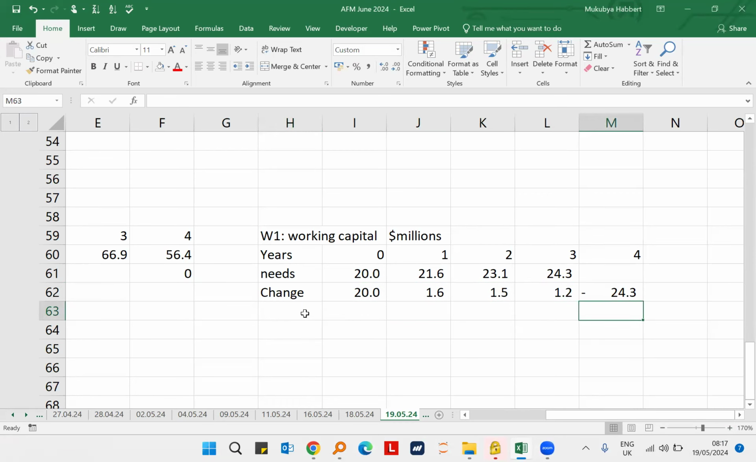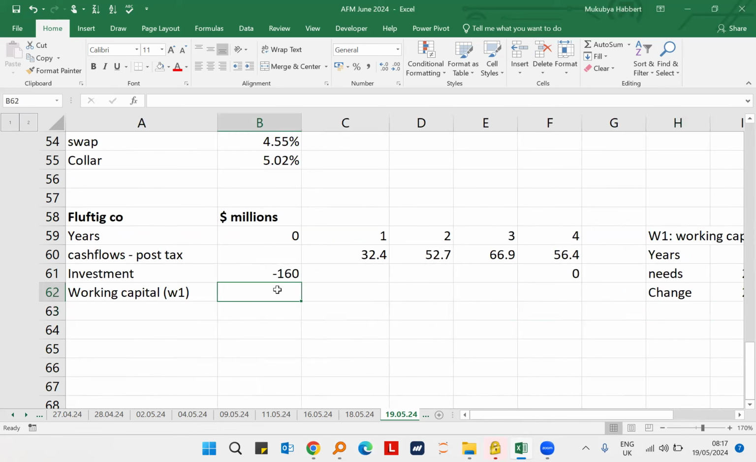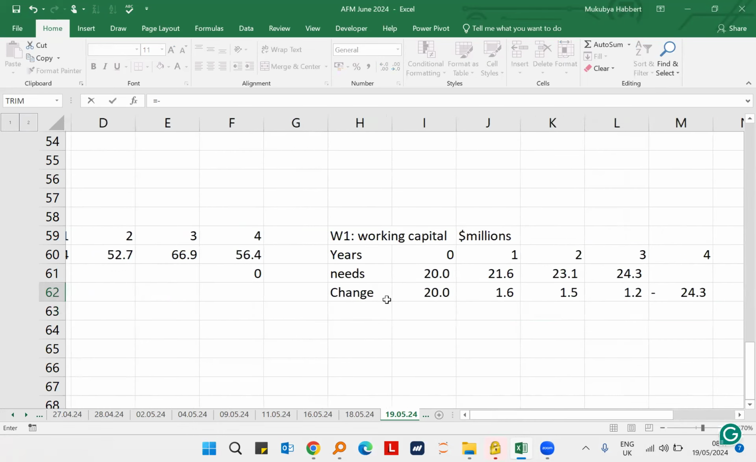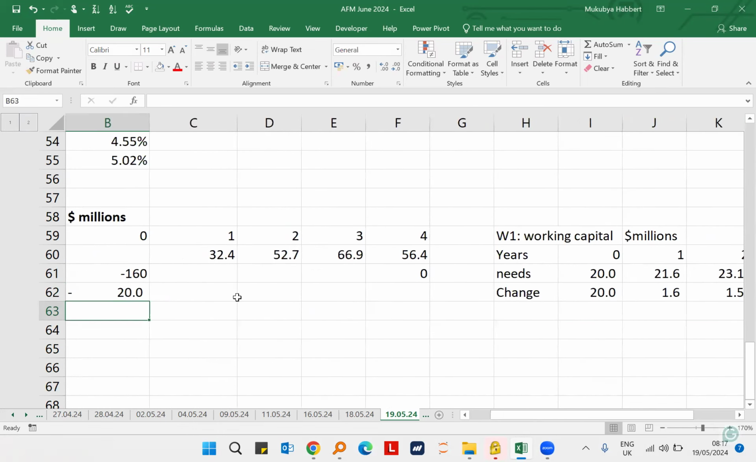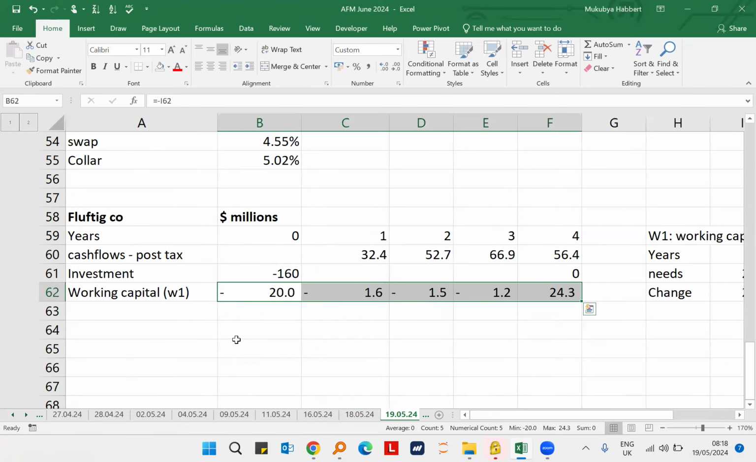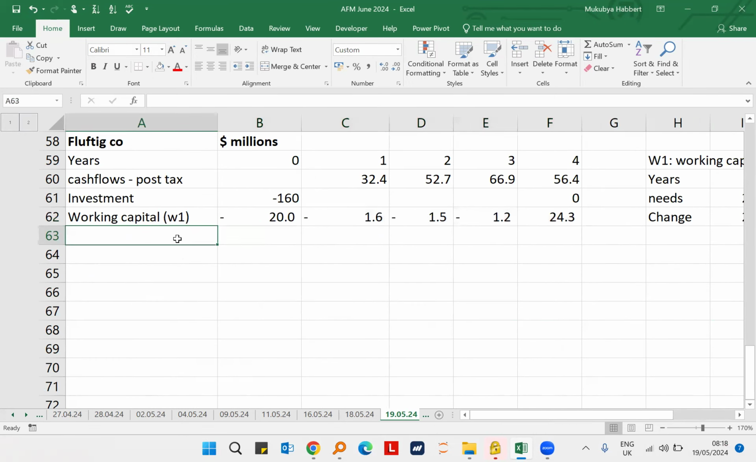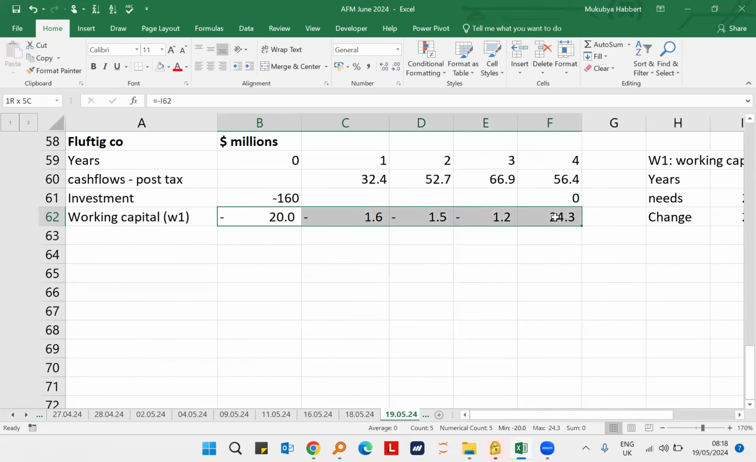So now this is the change in working capital. That's what we are taking. So we shall take 20 million to drag out. So all of it will be recovered at the end of the 4 years. So that's why we have here the 24.3 million. So after that, we have our cash flows.